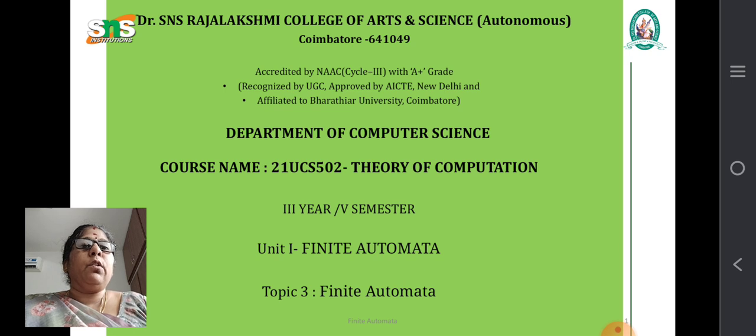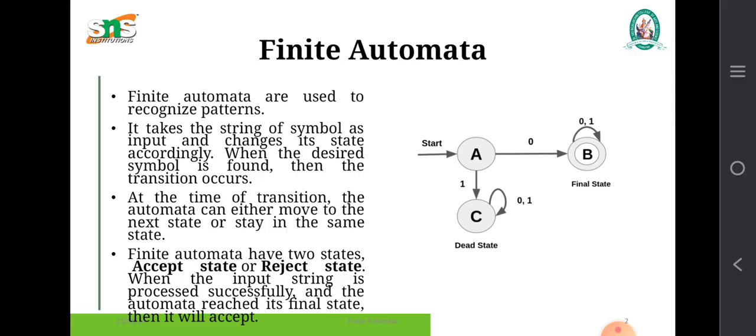So in this video, we are going to discuss finite automata. So what is this finite automata? Finite automata are used to recognize patterns. So finite, it is bounded. Automata, it is automatic. Now it takes a string of symbols as input and changes its state accordingly. So by taking a symbol in a string, it will go to the next state. So when the desired symbol is found, then the transition occurs.